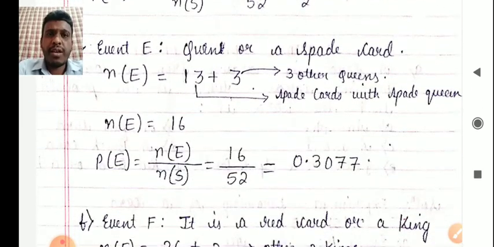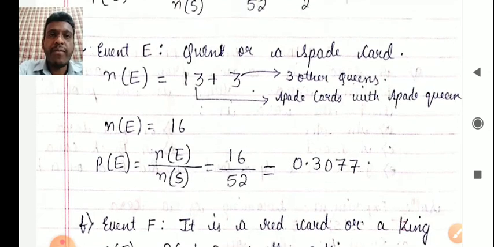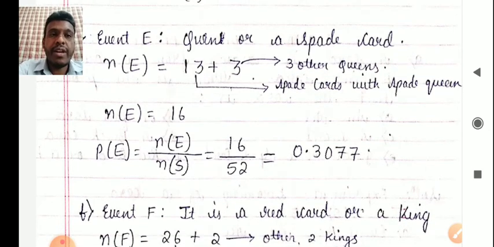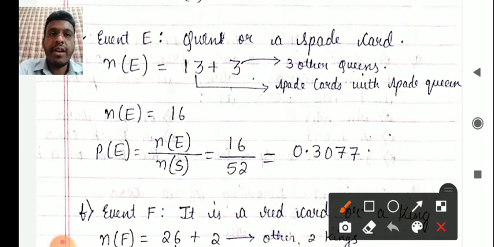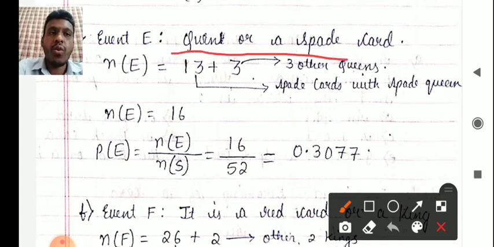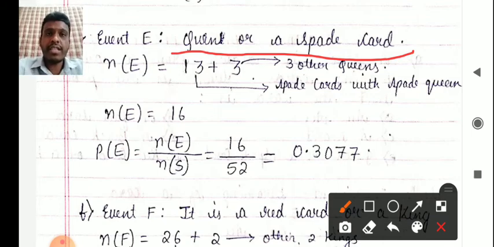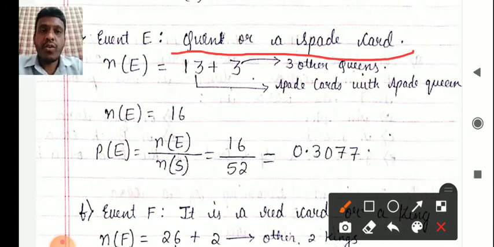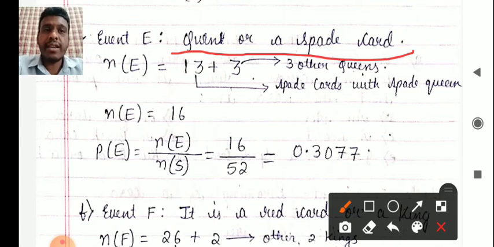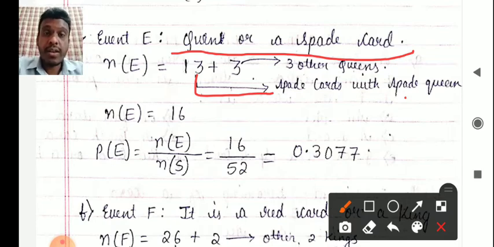Just pay little attention here. What is n of E? What is event E? Event E is nothing but it is a queen or a spade. Okay, it is a queen or a spade card. So how many cards might come in this event? So n of E, how many spade cards are there? Spade cards are 13 in number. Okay, so spade cards, but this spade card also includes queen of spade, right?